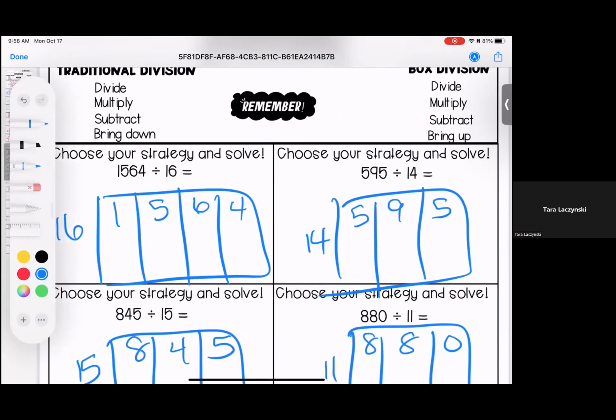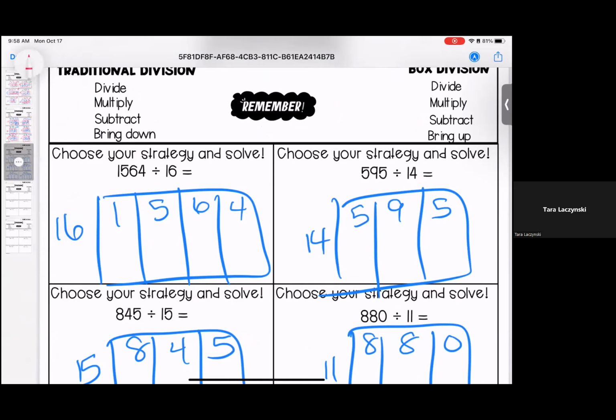We're going to change our color so it stands out for you. And here we go. All right, friends. 16 does not go into 1. Unfortunately, it does not go into 15 either. We're looking at 156. Remember, our biggest option is always 9. So when I see a big number like this, I do guess and check with 9s first to help me save some time. This one is going to go in 9 times.